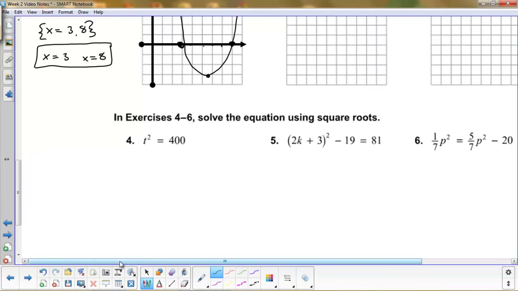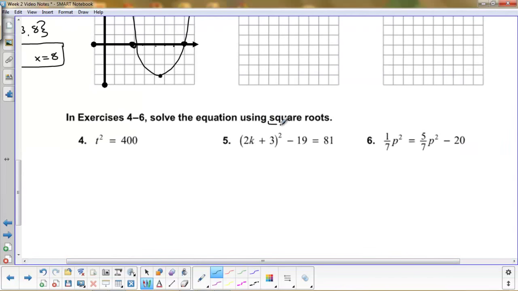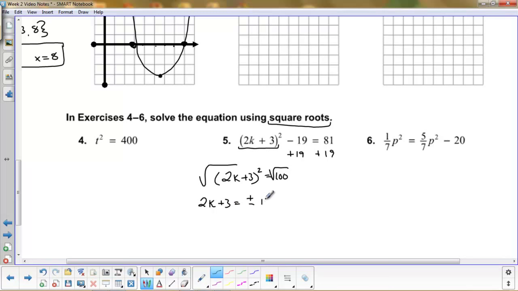All right, in question number 4, 5, and 6, our option is to use square roots. I'd like to do question number 5 with you right now. So much like absolute value, when we are using square roots, we are trying to isolate the squared term. So in order to do that, I must move the 19 to the other side of the equation. So I get 2k plus 3 quantity squared equals 100. Now that the value of the squared term is isolated, I square root both sides, and I get 2k plus 3 equals, remember there's 2 solutions, plus or minus the square root of 100, which is 10.